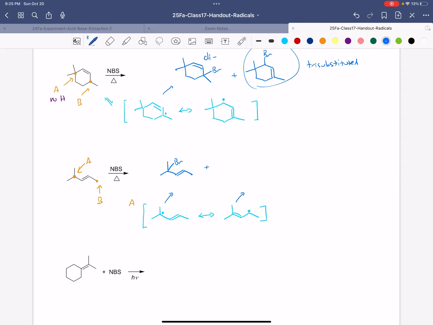I'm trying to draw the products, or trying to think about drawing the products without having to draw the intermediates, radicals. Okay, but I'll do it again here. So this is for radical B, and we have this one first. Where's B? B is at the very end, right there. And the resonance, you shift the double bond to the right and you get the new radical there.